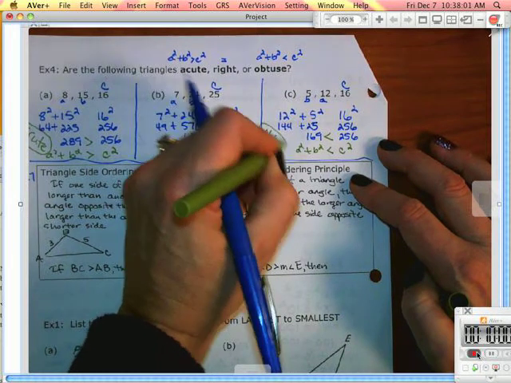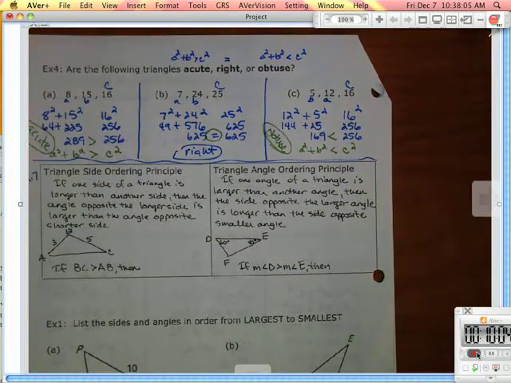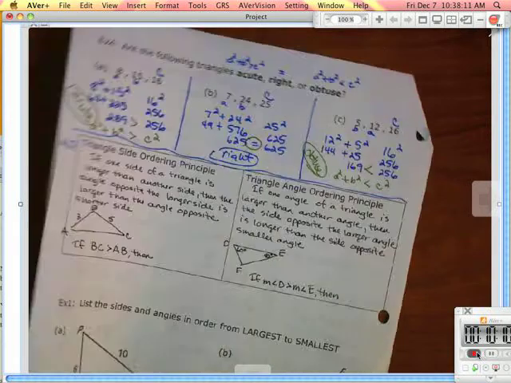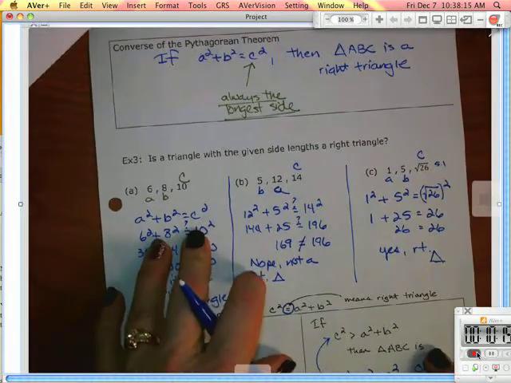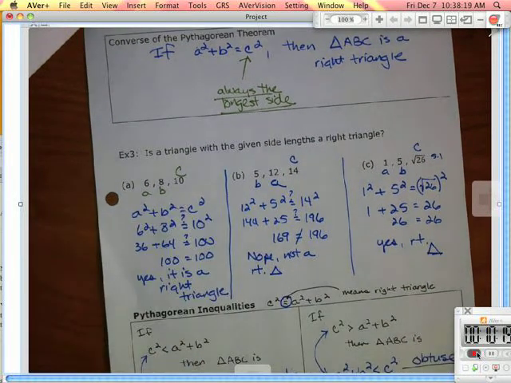Okay? So, a couple things you need to remember. If it gives you 3 numbers, and you have to decide if it's a right triangle, what do you do? You plug it into what? Pythagorean theorem, right? C is always the what? The biggest number. Okay?